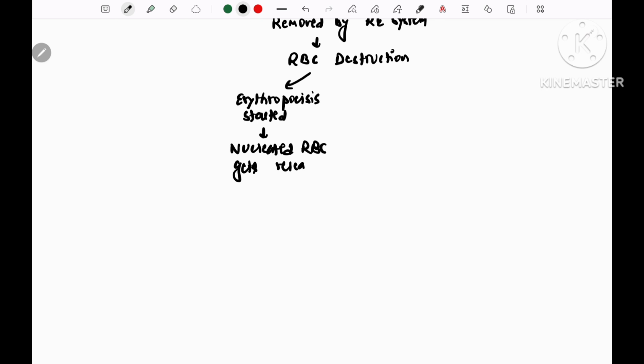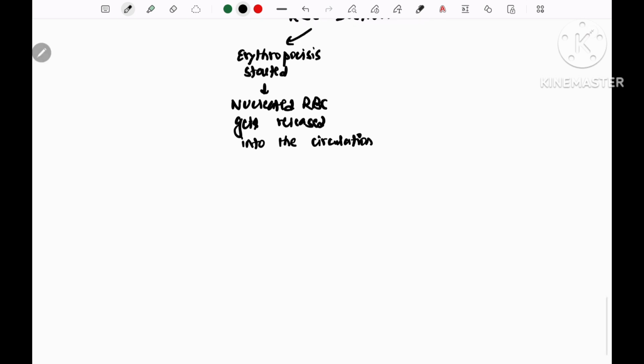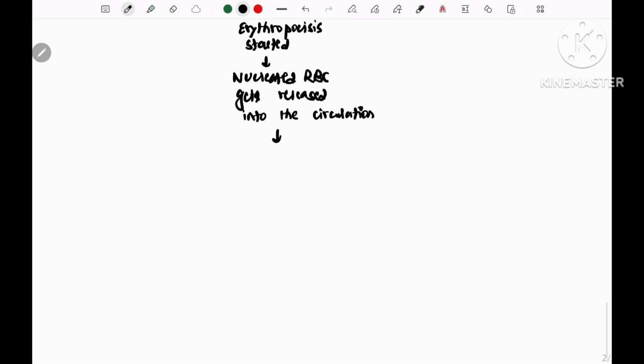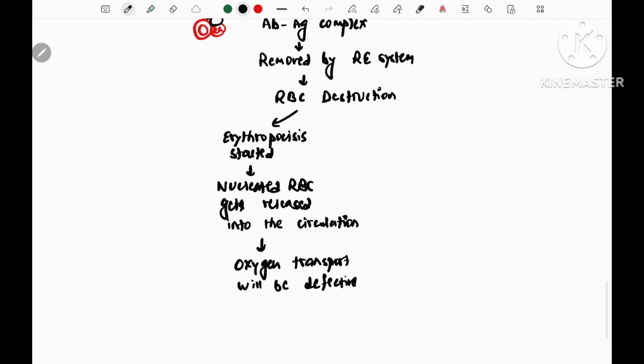Now, are the nucleated RBCs capable of transporting oxygen? No, they are not, because they are defective. So the oxygen transport will also be defective. And one more condition: when these RBCs get damaged, a lot of hemoglobin gets converted into bilirubin.